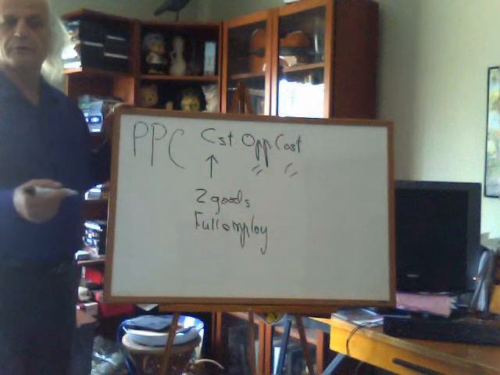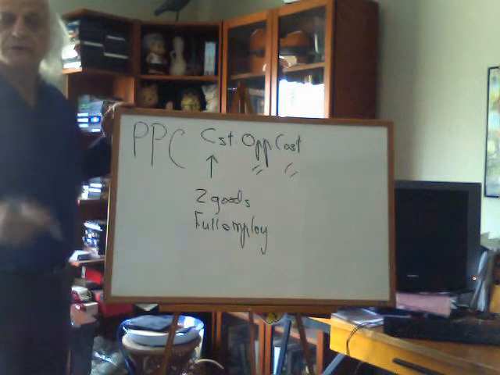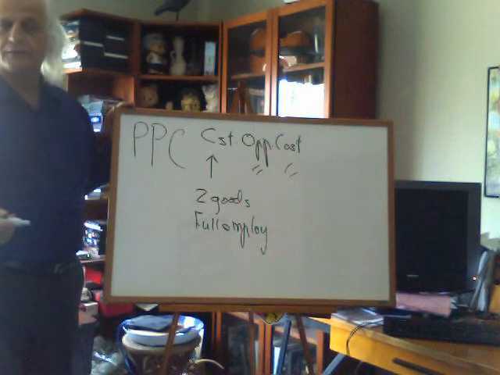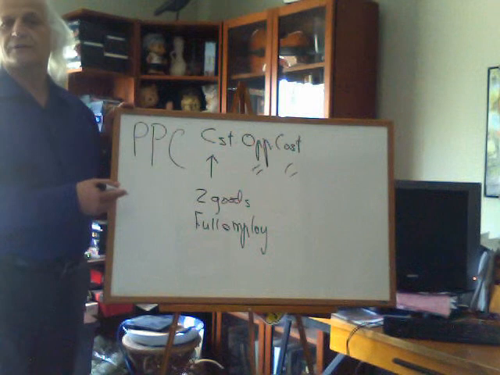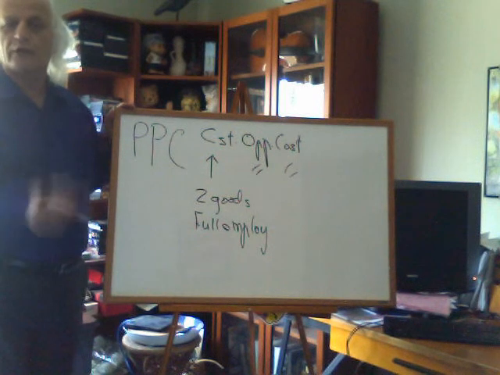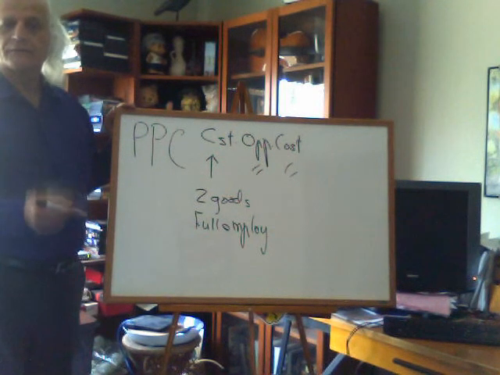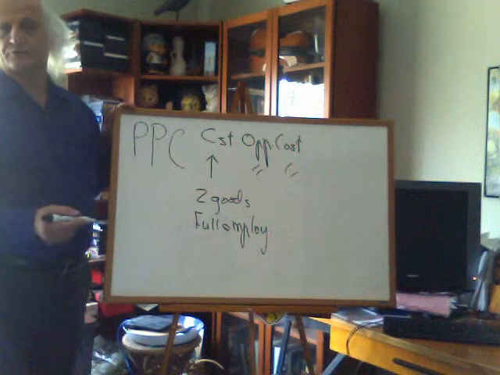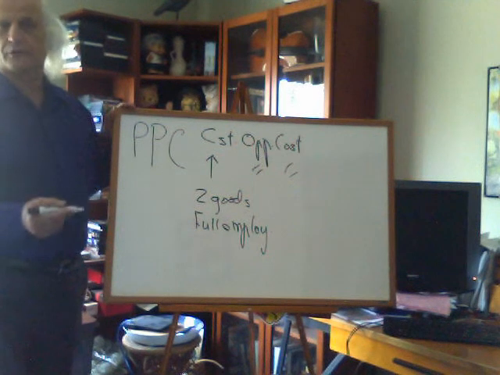Because if you are at full employment, then you're not going to be able to go ahead and produce any more of what you have. And that is where international trade comes in. It will allow you to have more given the same level of resources and the same level of technology.